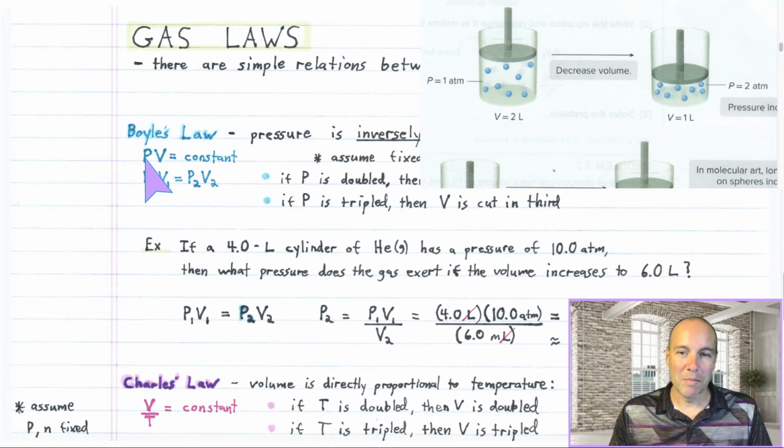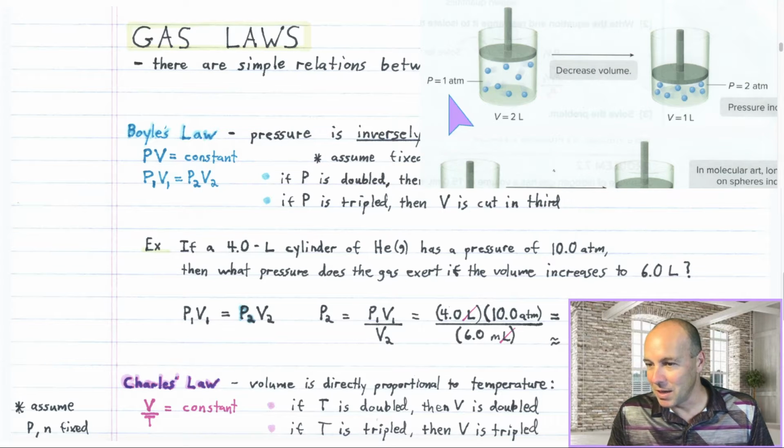Okay, so P times V equals a constant. Now let's just see that right here. The pressure is 1 atmosphere, the volume is 2 liters. So this times that, 1 times 2, the answer is 2. And over here, the volume changes and the pressure does too, but let's see if we get the same number. 1 times 2 is 2. So yes.